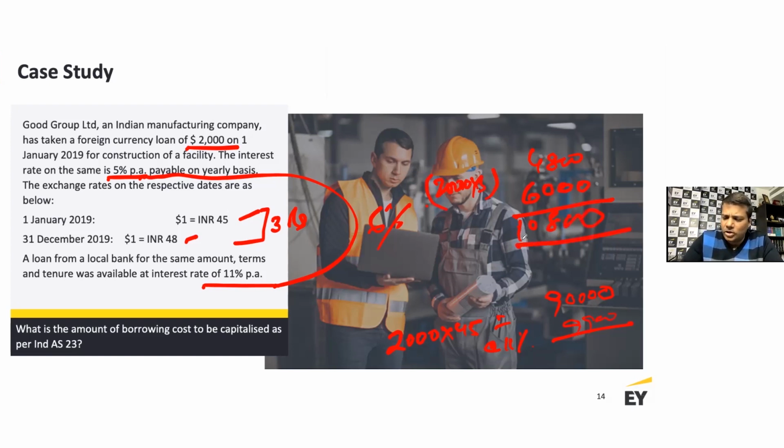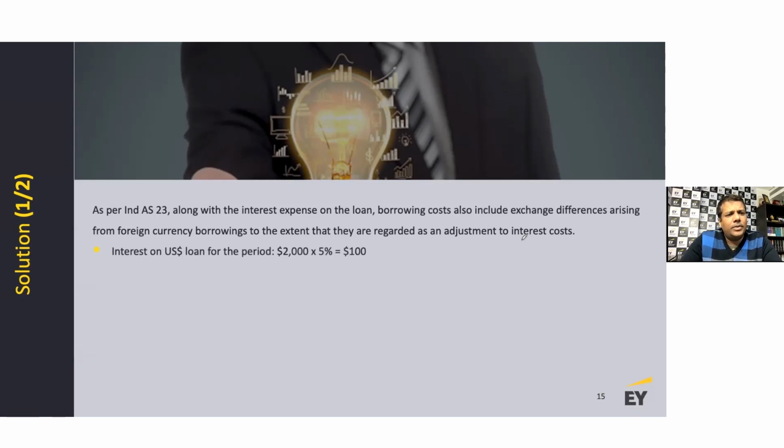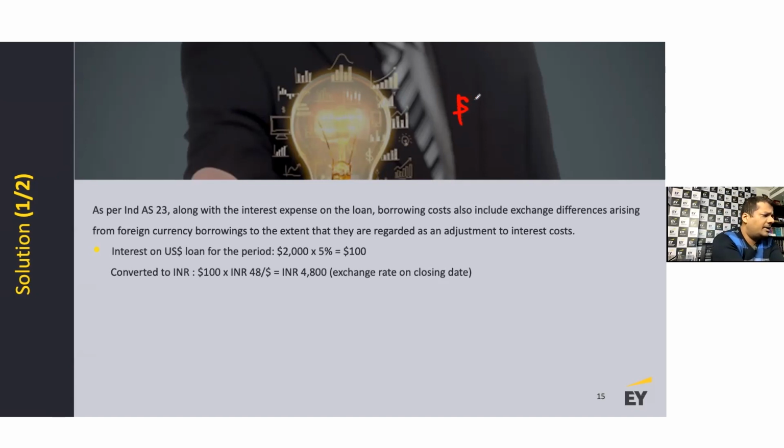So let's look at the solution. As per Ind AS 23, along with the interest expense on the loan, borrowing cost also includes exchange differences arising from foreign currency borrowing to the extent that they are regarded as an adjustment to interest cost. Now, interest on the US dollar loan for the period, 2,000 into 5%, is $100. We talked about it, and converted to INR, $100 into 48 is equal to 4,800 rupees.